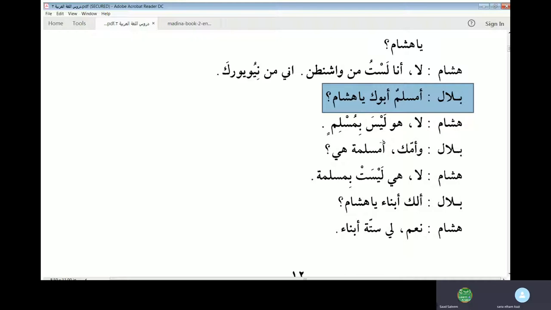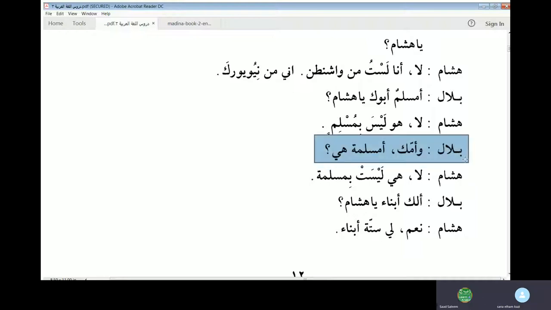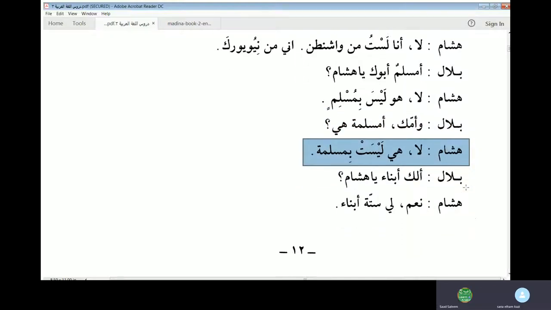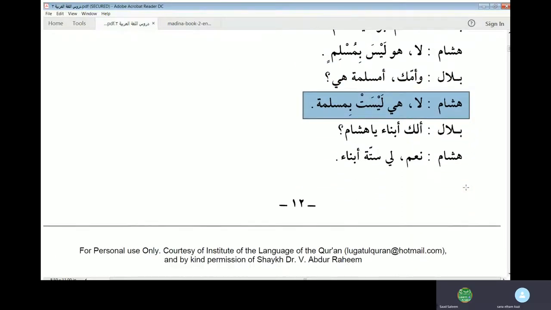Bilal: A Muslimun abuka ya Hisham? Is your father a Muslim, O Hisham? Hisham: La, huwa laysa bi Muslimin. No, he is not a Muslim. Bilal: Wa ummuka a Muslimatun hiya? And your mother, is she a Muslim? Hisham: La, hiya laysat bi Muslimatin. No, she is not a Muslim.